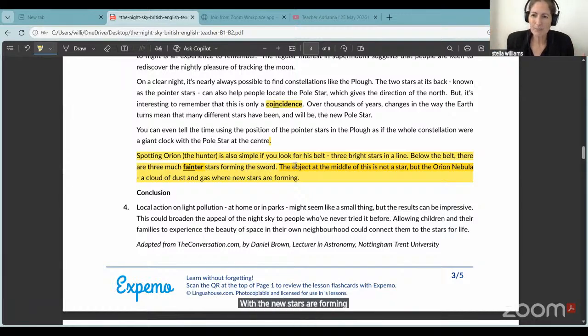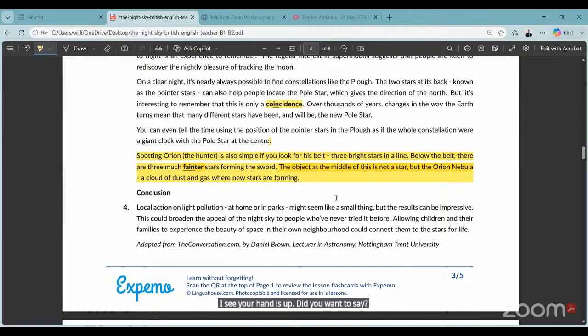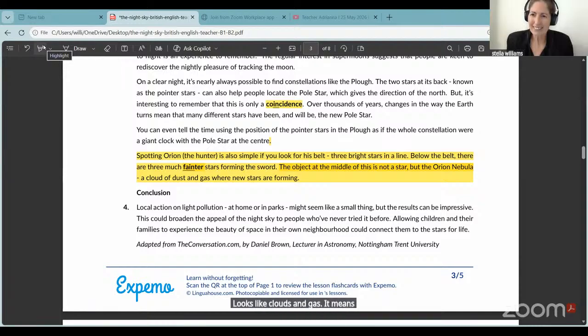Mr. Azat, I see your hand up. Did you want to say something? To answer the last question, when new stars are forming, they seem to be fainter stars, and they make some swirls, and it looks like clouds and gas. It means new stars are forming.